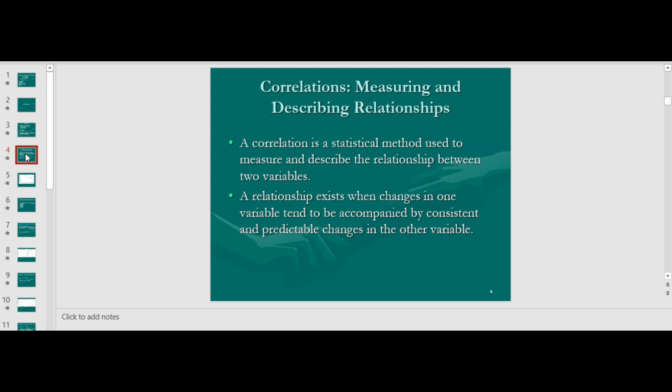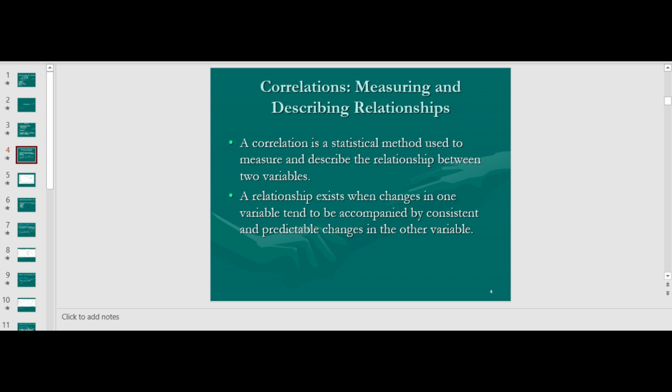Correlation is a statistical method used to measure and describe the relationship between two variables. A relationship exists when a change in one variable tends to be accompanied by a consistent and predictable change in the other variable. So to find the correlation, we require two scores for each individual, one score from each of the two variables.